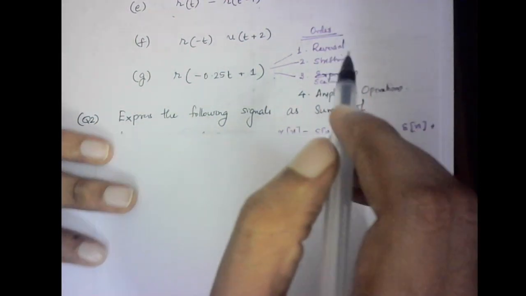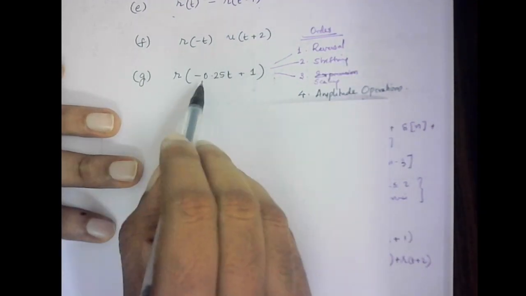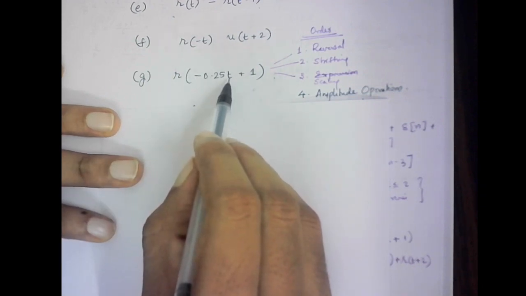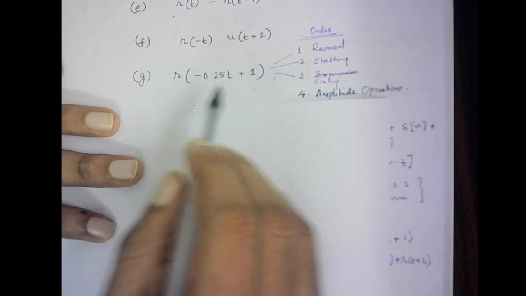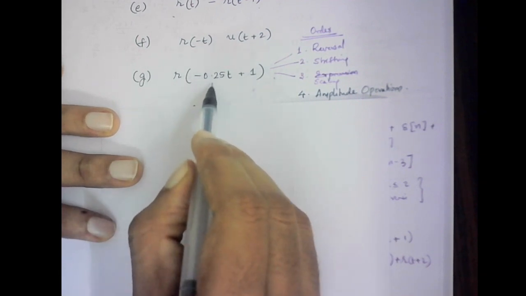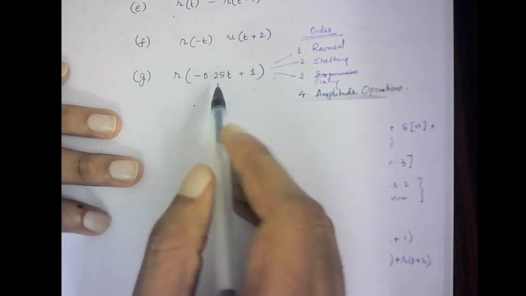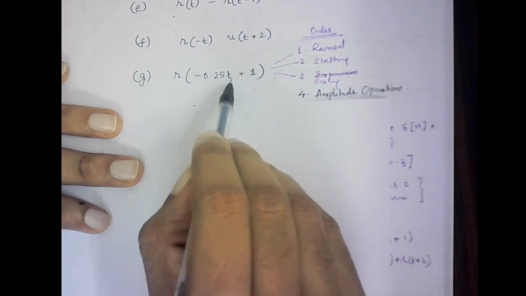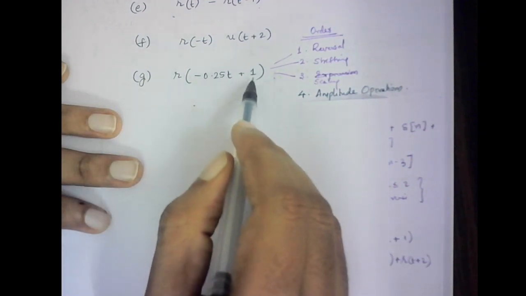If you notice, this signal has a time reversal because minus t is coming. It has a time shift because of this plus 1, and it has a time scaling operation as well. This is a time expansion, because the factor is less than 1. So one method is you can follow this order, the reversal first. That means you need to take the time reversed version of the ramp signal.